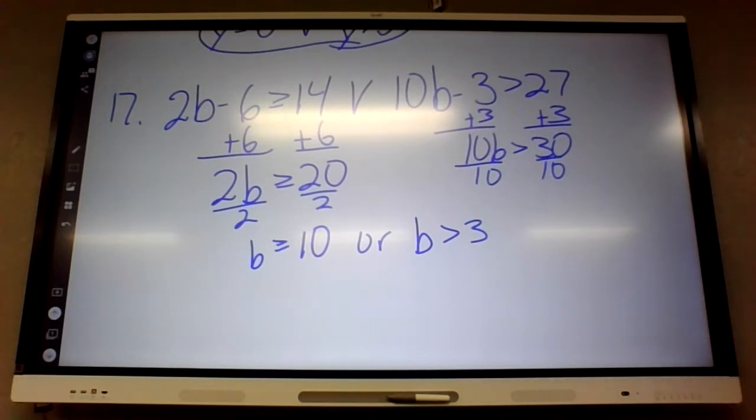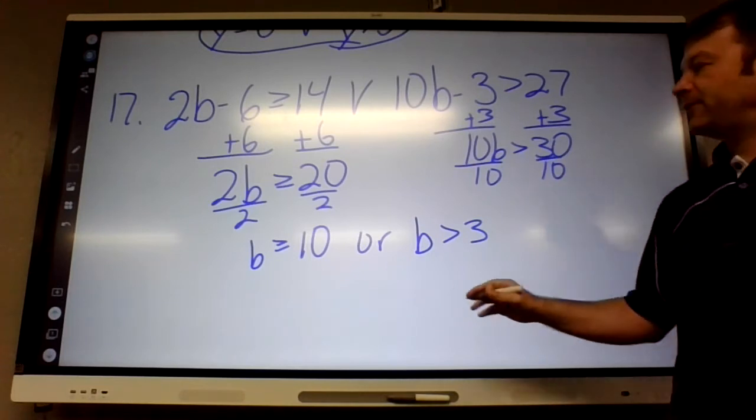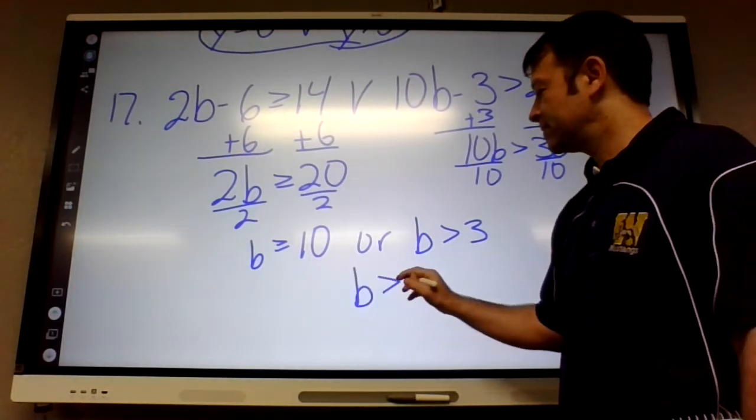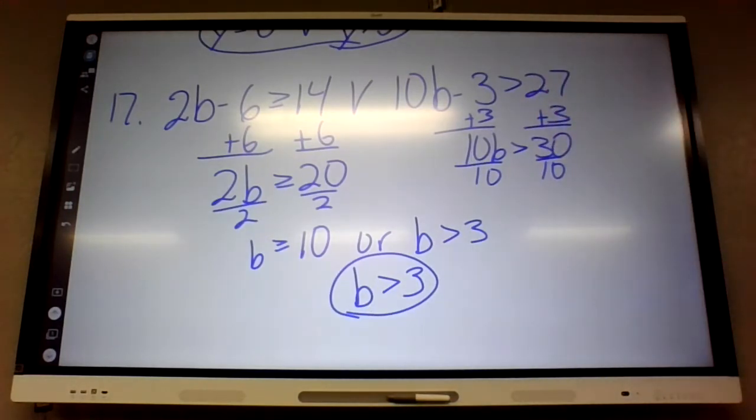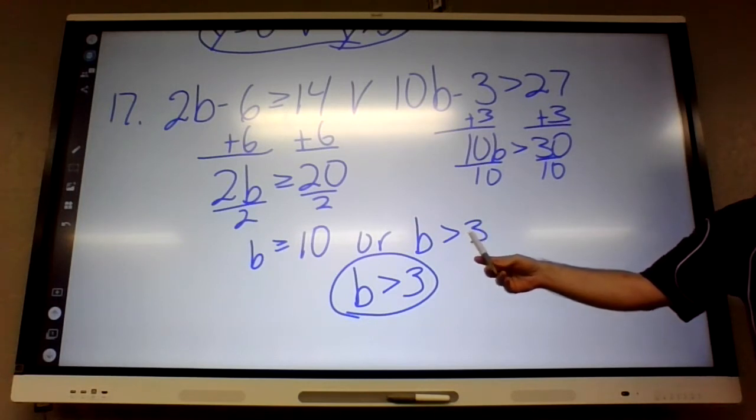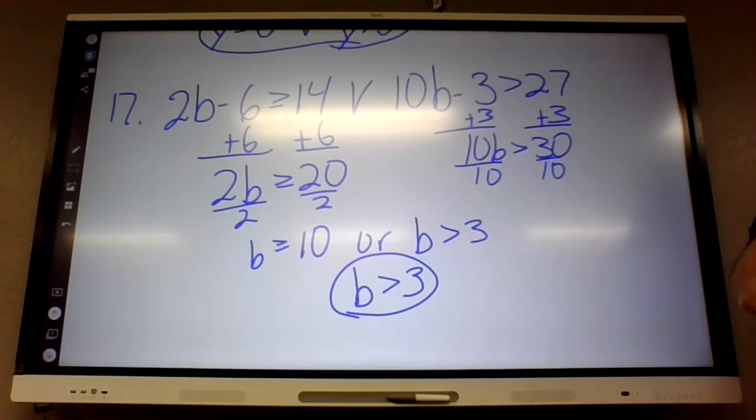Now, here's the extra question. What numbers are greater than or equal to 10 or greater than 3? All numbers greater than 3. So yeah, the final answer is b is greater than 3. If this had been an AND statement, it would be b is greater than or equal to 10, because that's where they're both at. But if it's an OR statement, it's the one that's farther back. b is greater than 3.